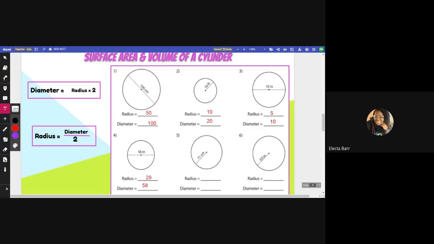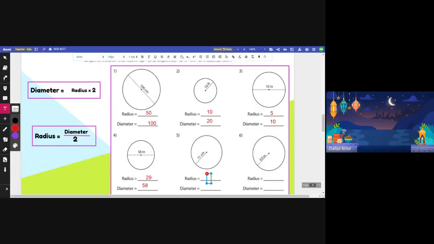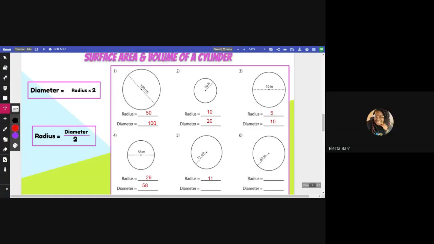Dallas, what you got for number 5? For the radius, it was 11, and for the diameter, it was 22. Perfect. And then Jasmine, what about number 6? The radius is 63. The diameter is 126. Perfect. Okay, good. So y'all got a good idea of how to find the radius and the diameter.